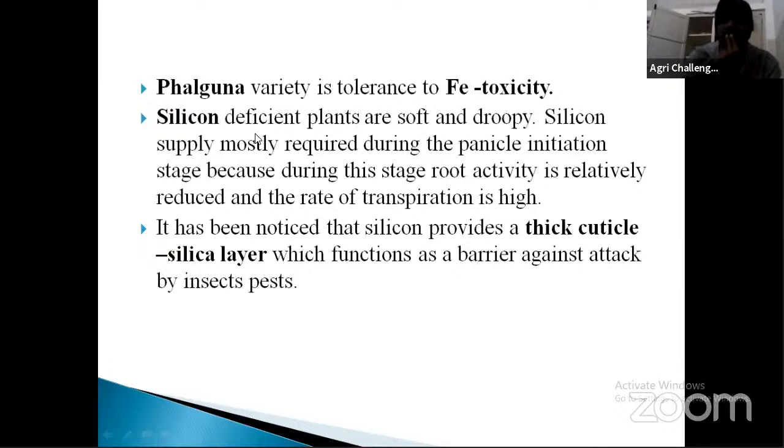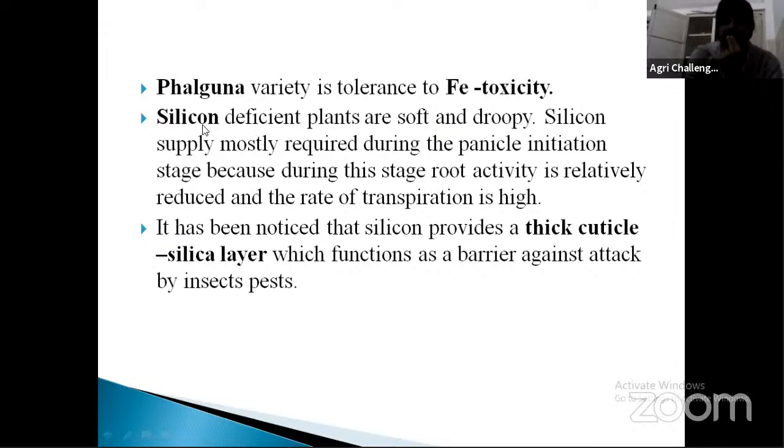Silicon is also very important for the rice crop. Silicon deficient plants are soft and droopy, and silicon supply is mostly required during the panicle initiation stage, because at this stage root activity is very low, so it might cause lodging, and the rate of transpiration is very high. So silicon is essential for the rice crop.